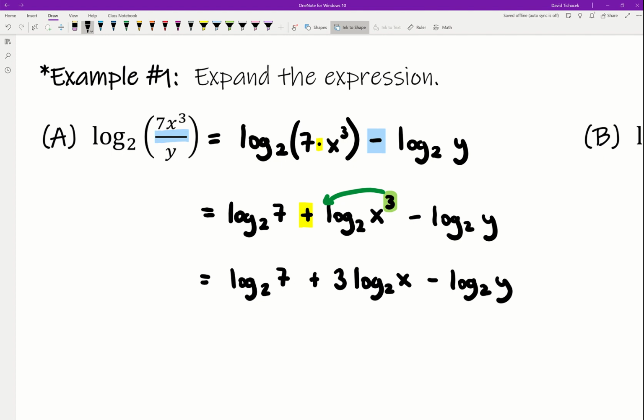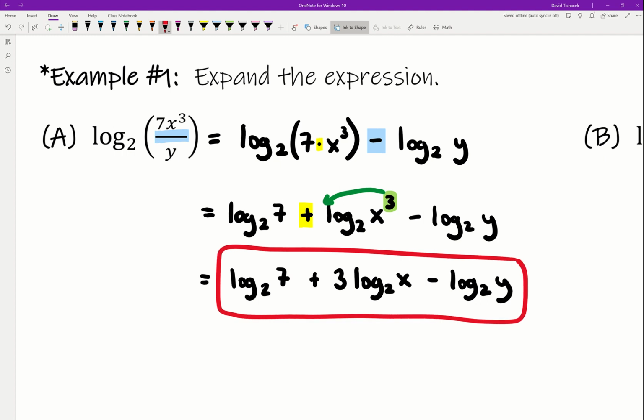Okay? And now, again, we'll check each of our inputs. We've got 7, we've got x, and we've got y. None of those look like multiplications. None of those look like divisions. And none of them look like a number raised to a power. And so we know that we are all finished expanding this logarithm expression here. So that's going to be our final answer.